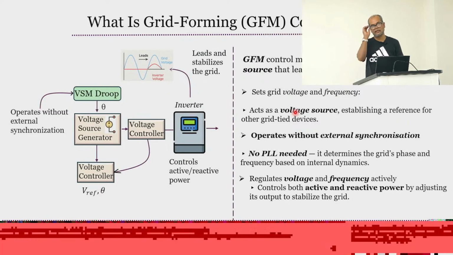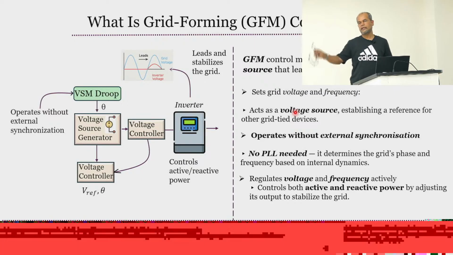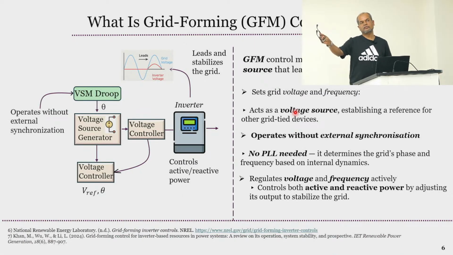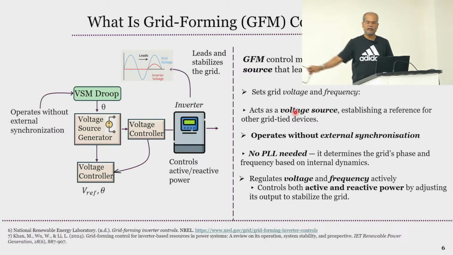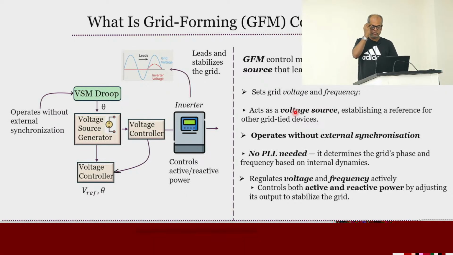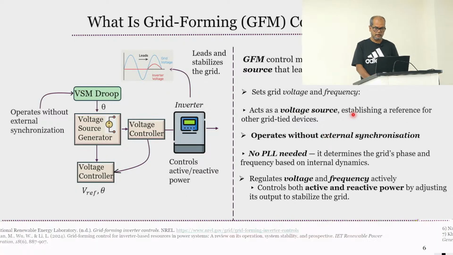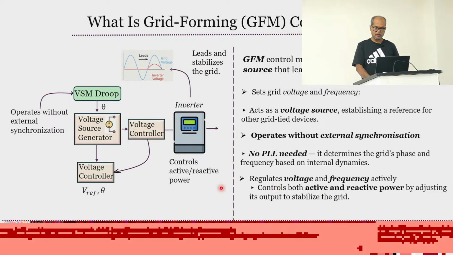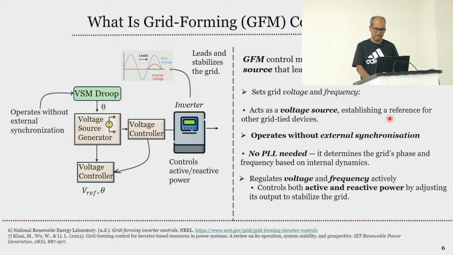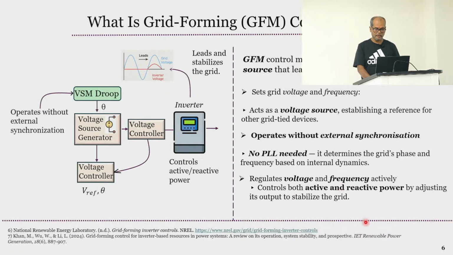Even in a microgrid, let's say you have some grid forming and some grid following. The grid forming one will provide the reference to the others. The grid following units will follow the grid forming ones when operating in off-grid condition. As I said, it operates without external synchronization. In previous cases we needed external synchronization. We don't need any PLL here, and it regulates voltage and frequency actively.